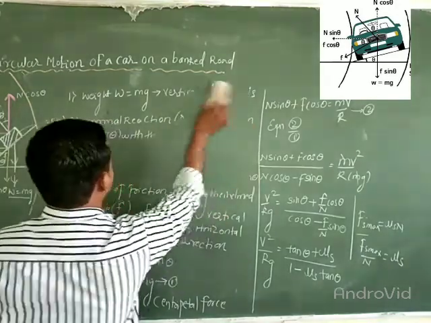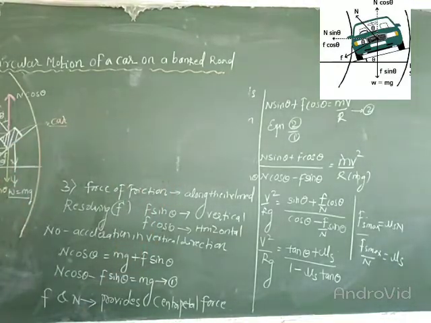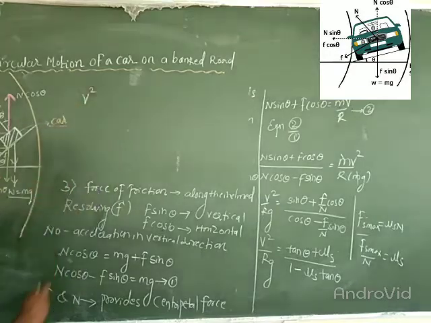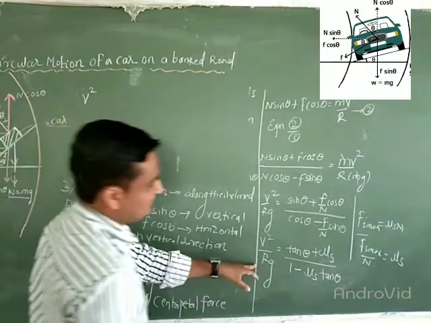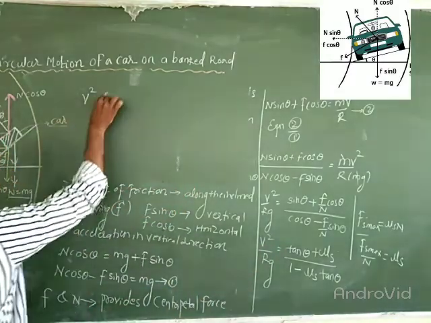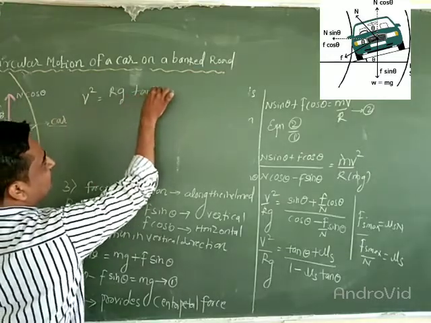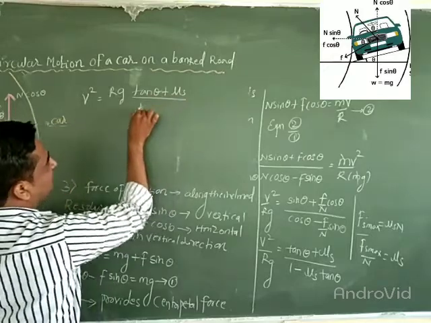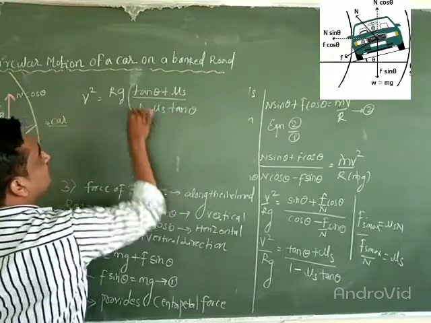Now let us say here, therefore what we can write here, V square is equal to... I will take this Rg to the right hand side. So what we can write here, V square is equal to Rg into (tan theta plus mu s) divided by (1 minus mu s tan theta), right?